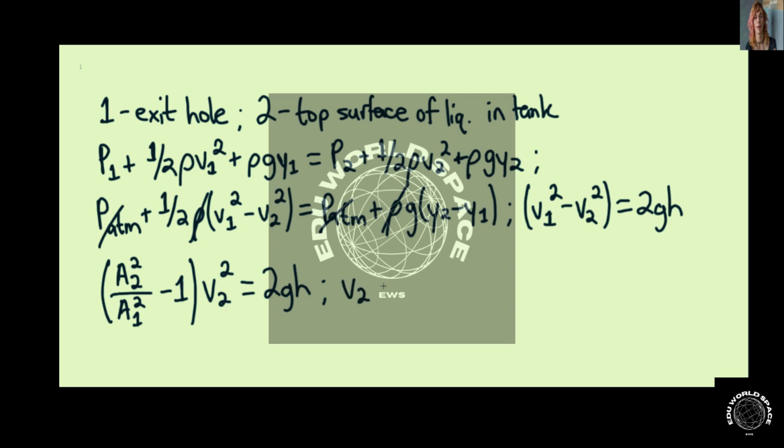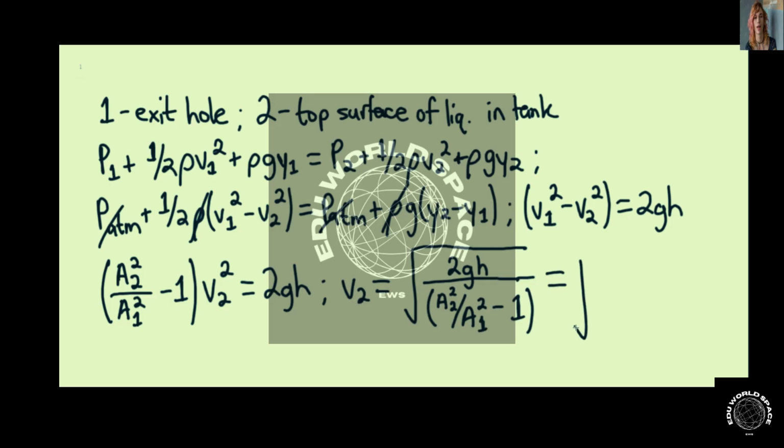for v sub 2. This is equaling the square root of 2gh divided by a sub 2 squared over a sub 1 squared minus 1. And this is equaling the square root of 2gh a sub 1 squared divided by a sub 2 squared minus a sub 1 squared.